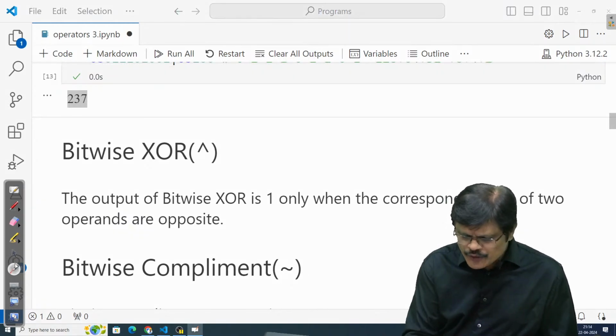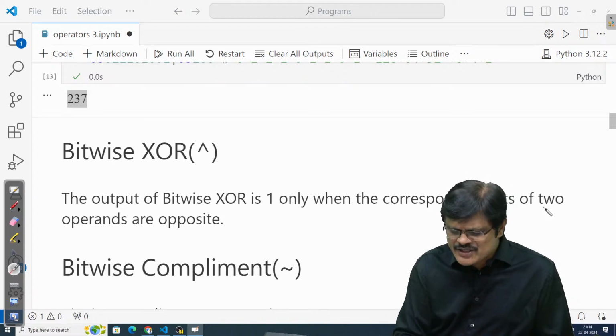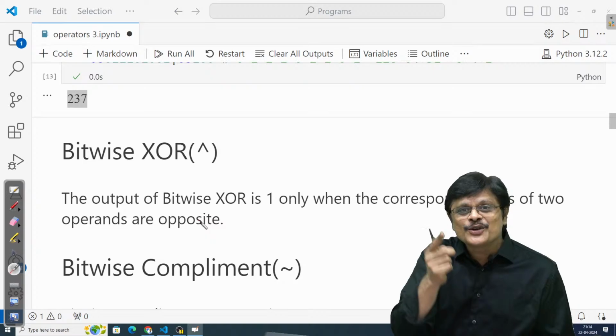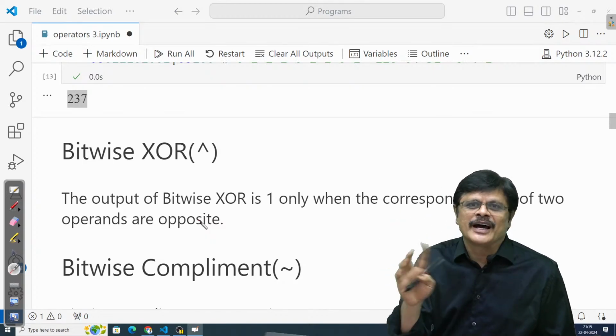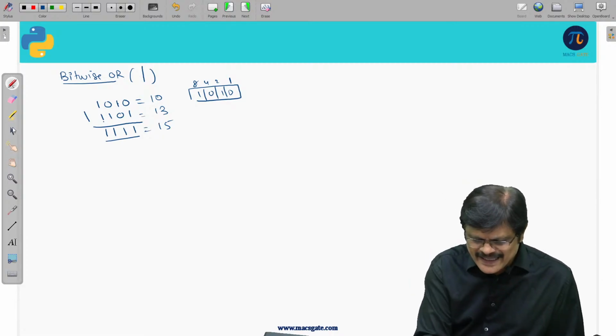So the output of bitwise XOR is 1 only when the corresponding bits of the two operands are opposite. So if you get 1 0, you get 1. If you get 0 1, you get 1. Otherwise, always the result is 0. So let us try to understand this bitwise XOR with an example.